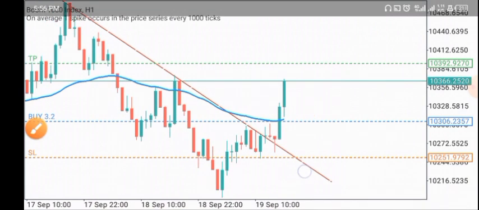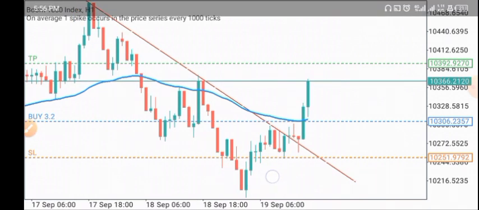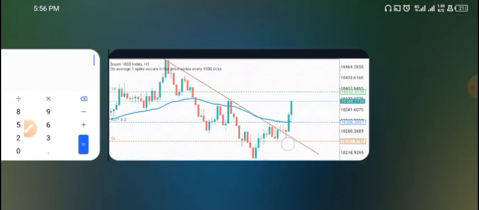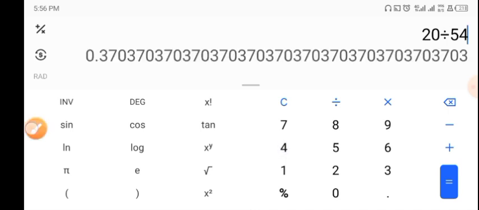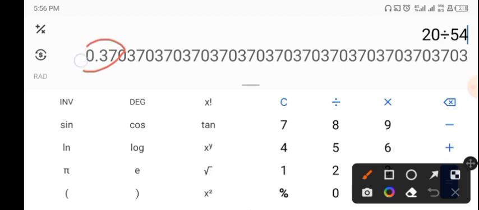Let's go to our calculator. The money we want to risk is $20. That $20, we are going to divide by 54 pips. You see, the lot size you should use is 0.37, not more than that. Or use 0.3 to risk lower than $20. But if you want $20 or something close to it, make sure you use 0.37. That's just how to get it.